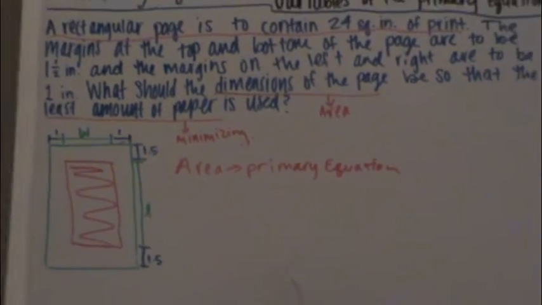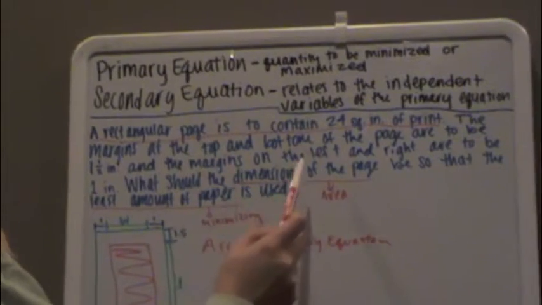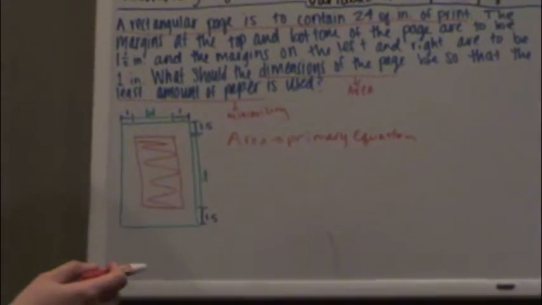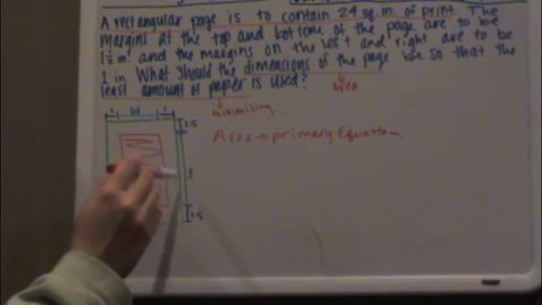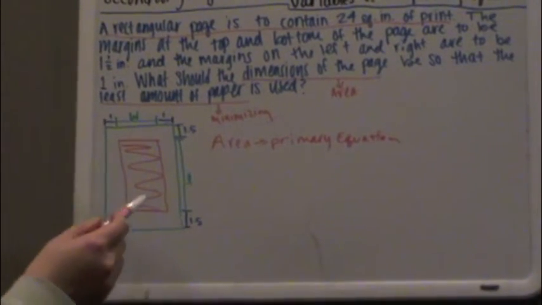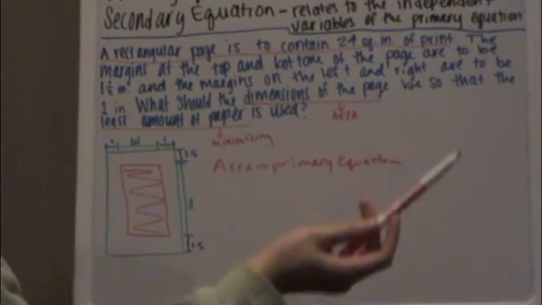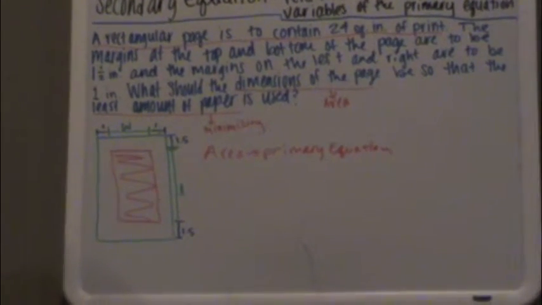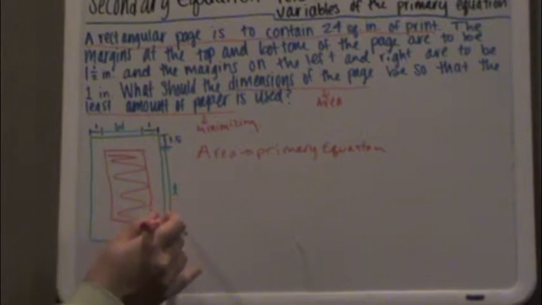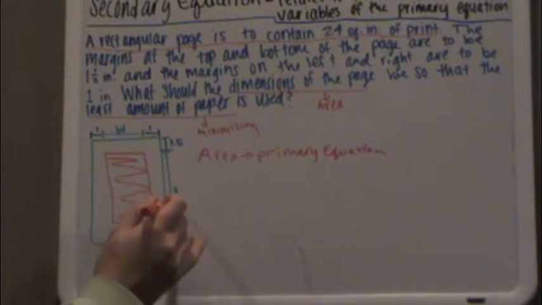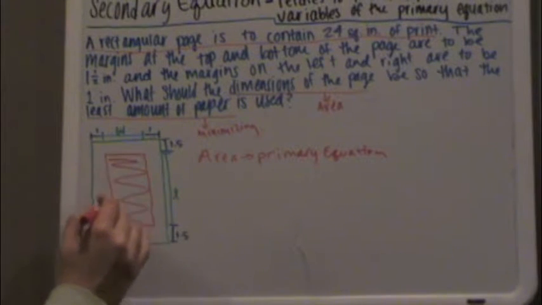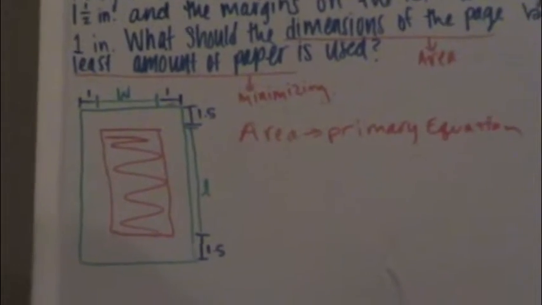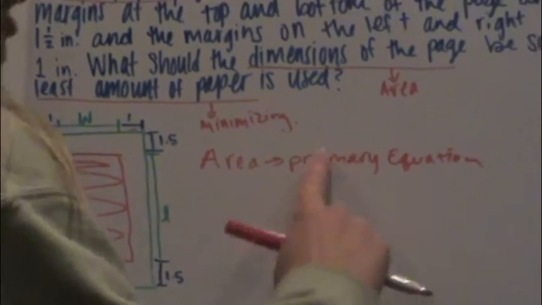It also says a rectangular page contains 24 square inches of print. I drew a picture with the margins and with the width and the length to show you that this is the only part that is going to have writing on it. Just this part, L and W, is 24 square inches. We can use that to substitute into our primary equation.